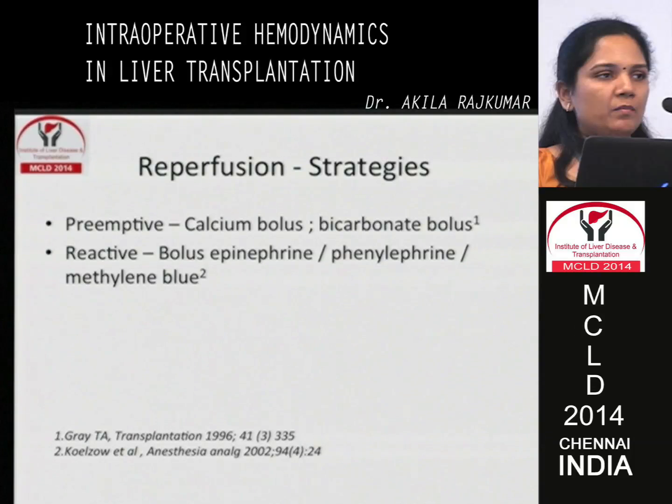Reactive, when it happens, when you see a fall in blood pressure, you can give a bolus of epinephrine or phenylephrine. There is experimental evidence for the use of methylene blue as well. Now, the bolus epinephrine you can give in 10 mcg increments. There are concerns that it can cause problems, but actually it doesn't because of the chronotropic incompetence. 10 mcg of epinephrine doesn't cause much harm. It gets blood pressure back to normal levels.